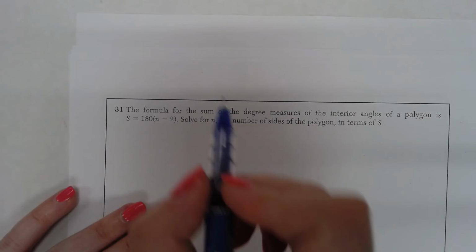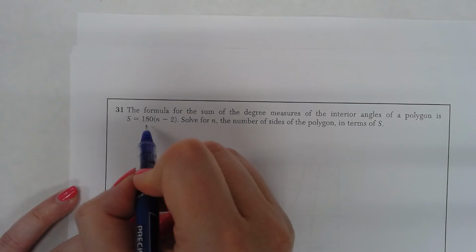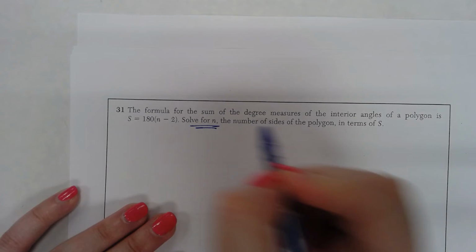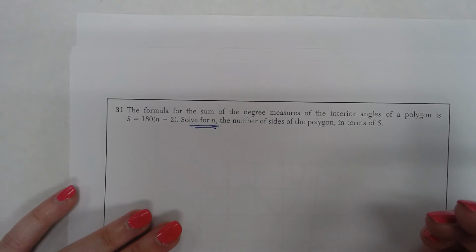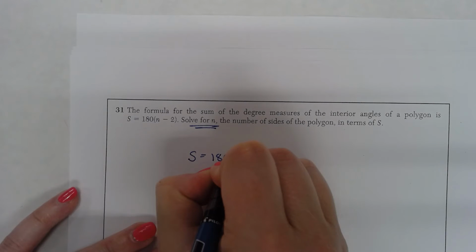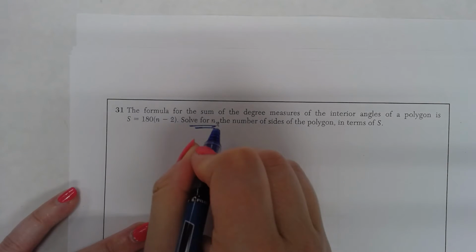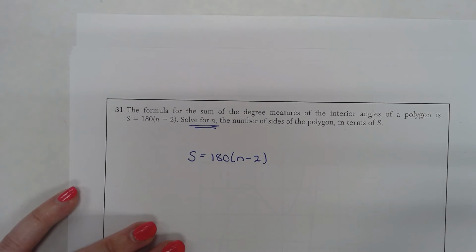The formula for the sum of the degree measures of the interior angles of a polygon is this. Solve for n, the number of sides. Okay. Nobody cares about the degree measures of the angles. All I care about is I have an equation and I have to solve for n. I have to get n by itself.